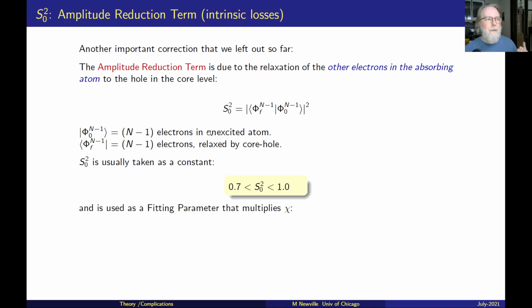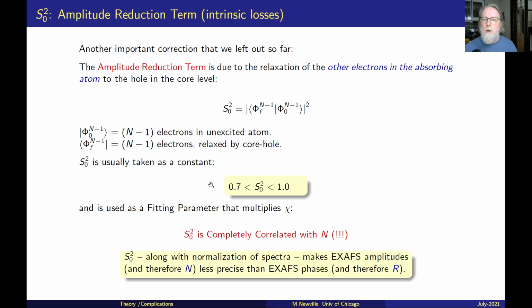Now, this should be calculated reasonably well by the XAFS modeling that we do. And it's usually taken as pretty close to a constant, but mostly we use this as a fitting parameter that multiplies chi. So it's completely correlated with N. It's just a factor that goes out in front. It's independent of k, like the coordination number.